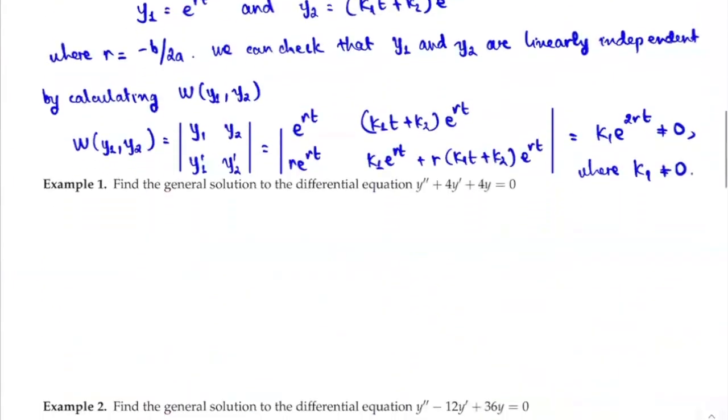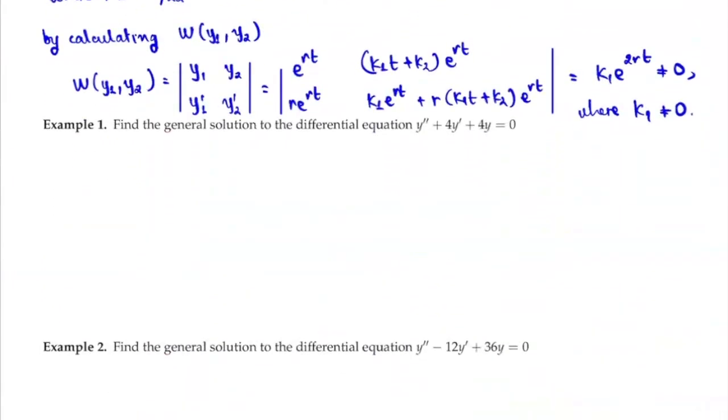Okay. Now for example 1 and example 2, these are straightforward calculations to find the general solutions of the differential equations in the case of the repeated root. Given these differential equations, you turn this into the characteristic equation, r squared plus 4r plus 4 equals 0. You solve this quadratic equation, and you will see that this can be written as r plus 2 altogether squared.